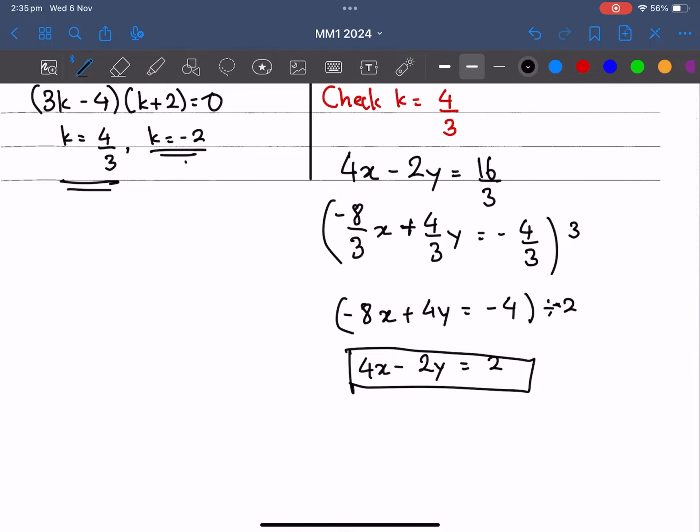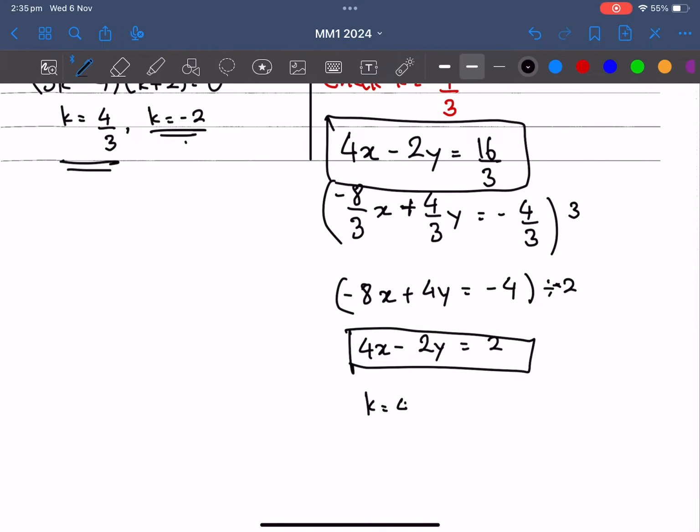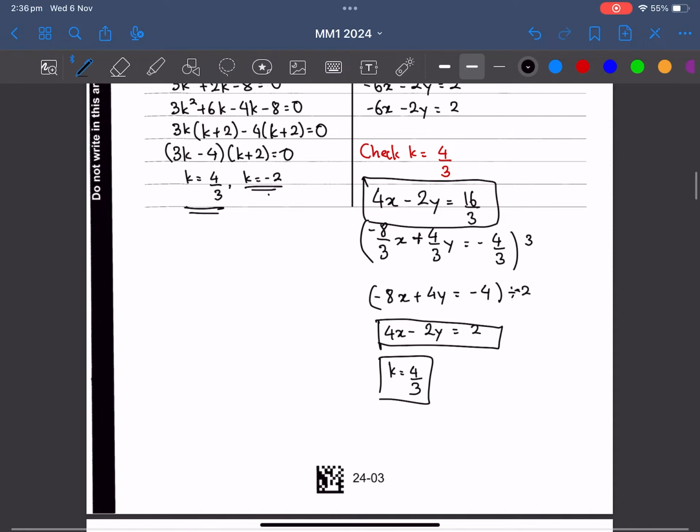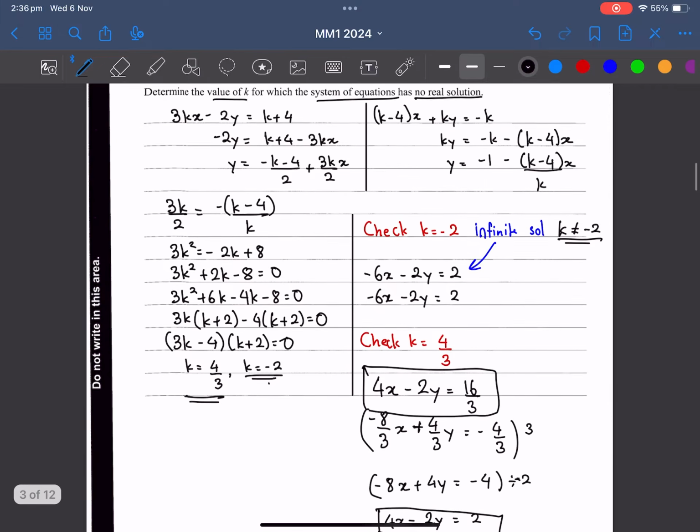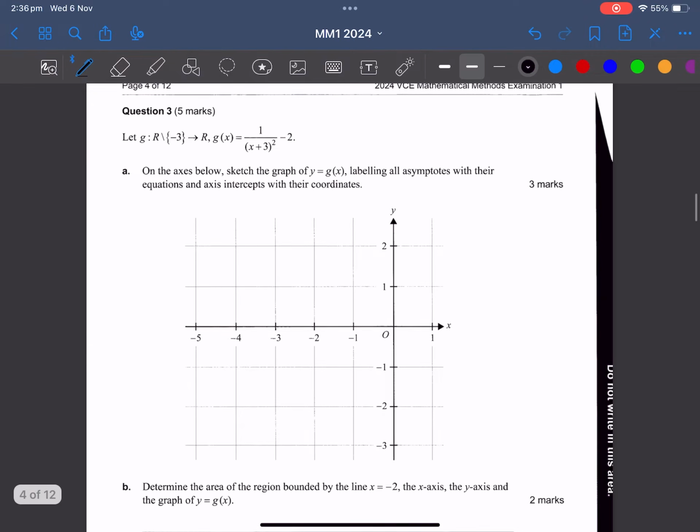So this and this, as you can see, have the same gradient, but they're not exactly the same line. So same gradient but not exactly the same, so they're parallel, which is what we want. So then k is going to be equal to 4 on 3. That's going to be our answer, and we reject k equals minus 2. Okay, so that's that. Moving on to the next question.